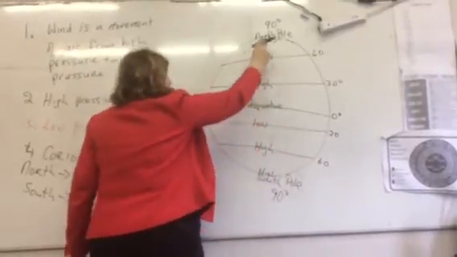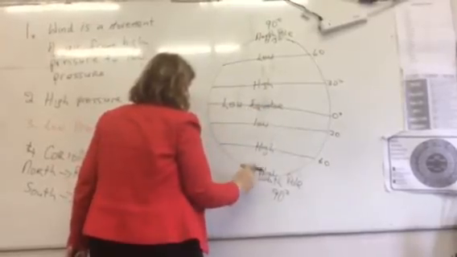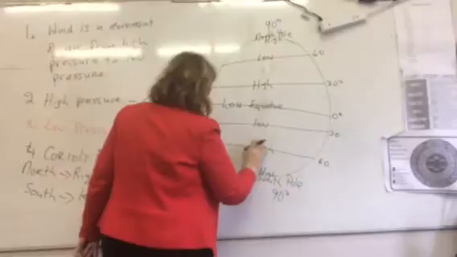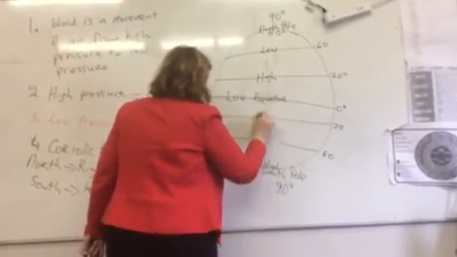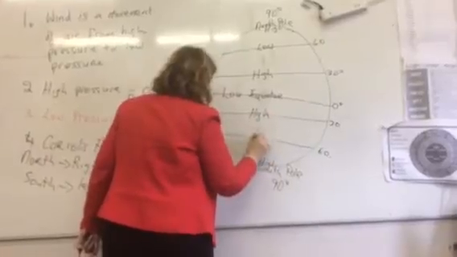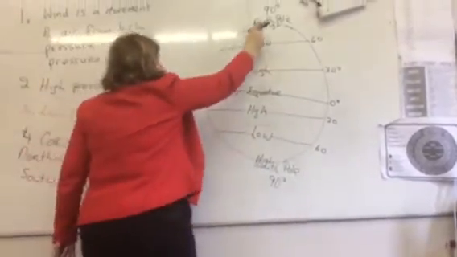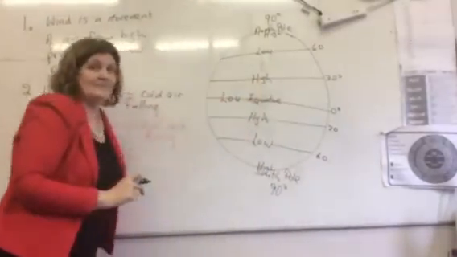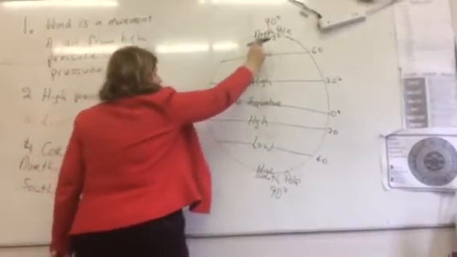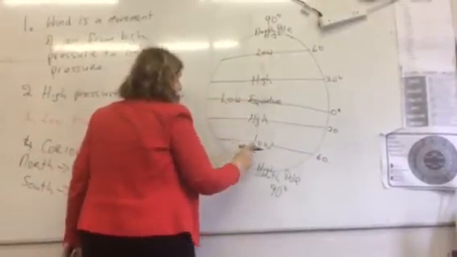So little rhyme, high, low, high, sorry, I've got this wrong. That's low, that's high. So that just goes to show you how careful you have to be when you're doing it. So high, low, high, low, high, low, high. Okay, we'll do it again. High, low at the equator, high, low, high.